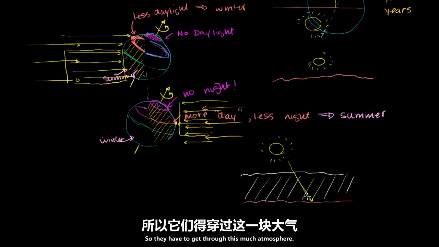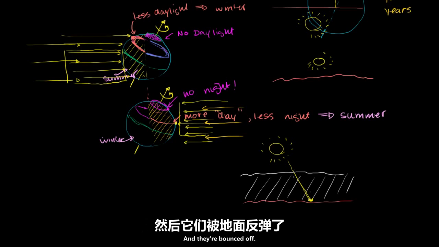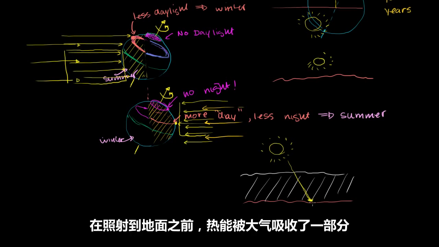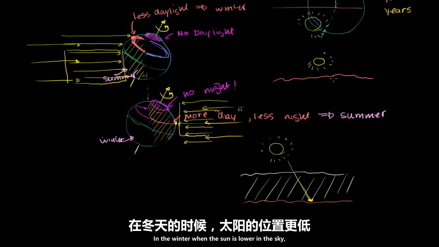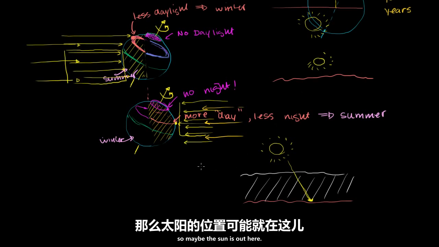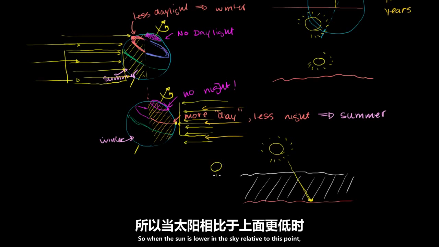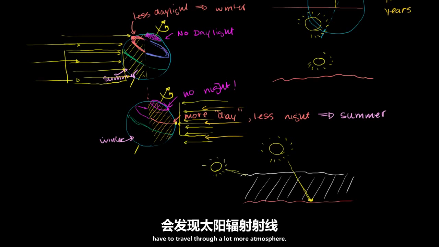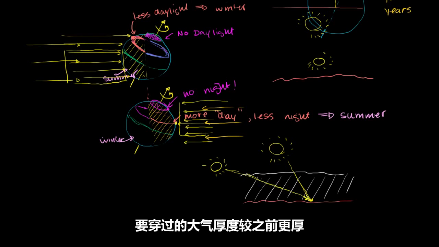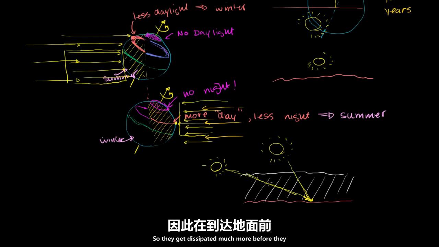So they have to get through this much atmosphere, and they're bounced off, and they heat some of that atmosphere and they're absorbed before they get to the ground. In the winter, when the sun is lower in the sky, so maybe the sun is out here, let me draw it a little bit. When the sun is lower in the sky relative to this point, you see that the rays of sunlight have to travel through a lot more atmosphere. So they get dissipated much more before they get to this point on the planet.